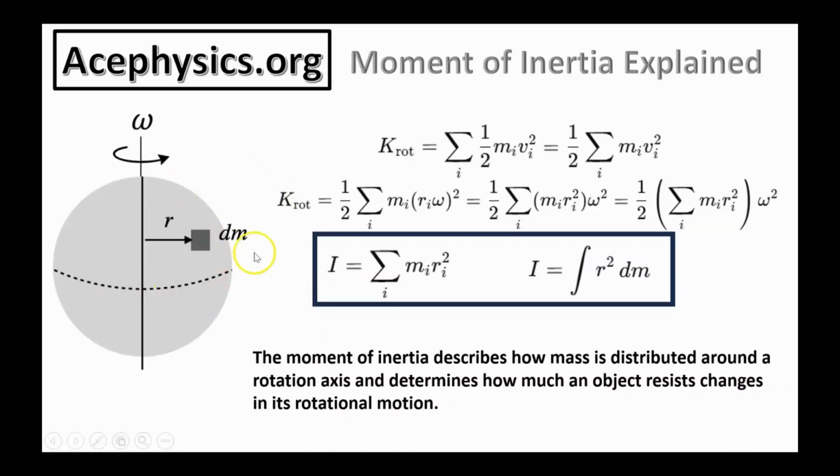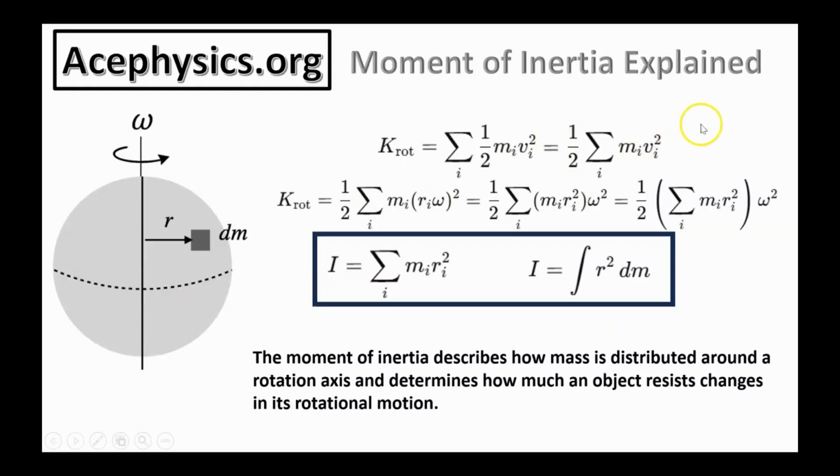If we want to compute the kinetic energy of the sphere, the way to do it is to sum the kinetic energy of each one of the mass elements. Kinetic energy is equal to 1/2 m_i v_i squared, where m_i is the ith mass element and v_i is the velocity corresponding to that mass element.